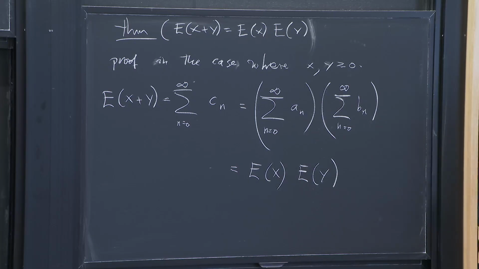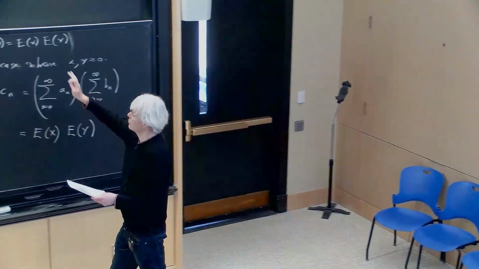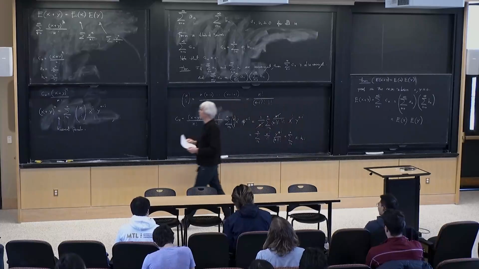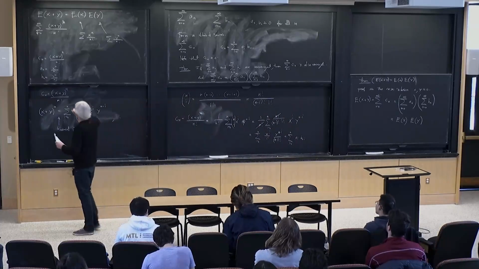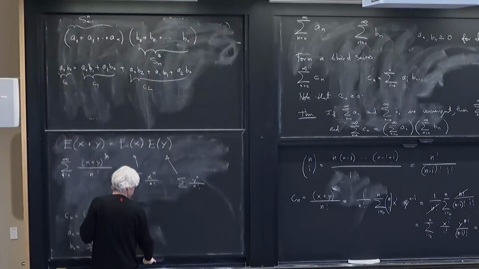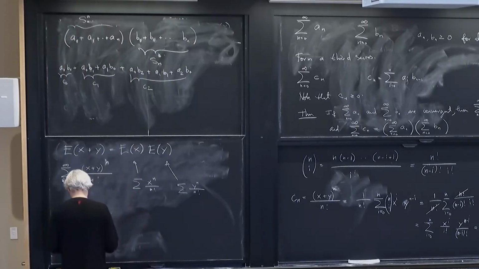Okay. And again, this here was just assuming that x and y are non-negative, but given what I said, also this corollary, it's not very hard to prove the general case from that. Okay, but I won't do that.